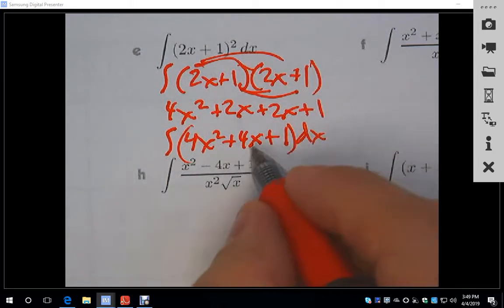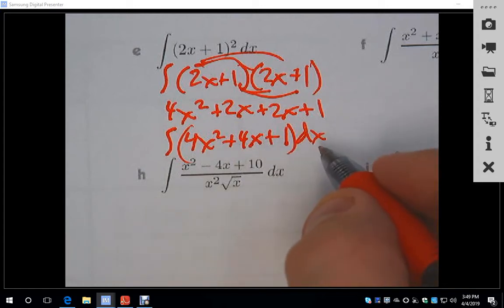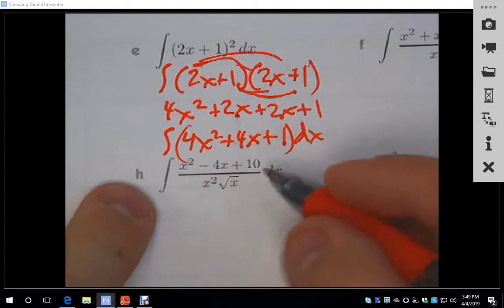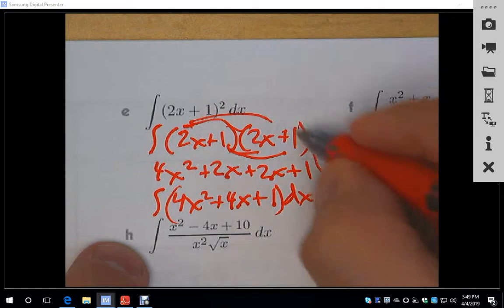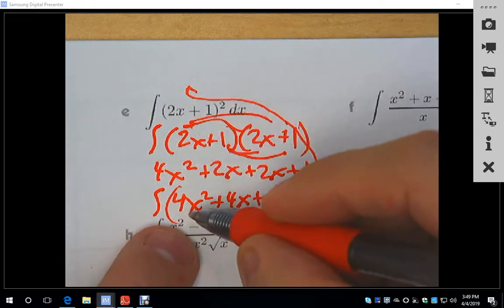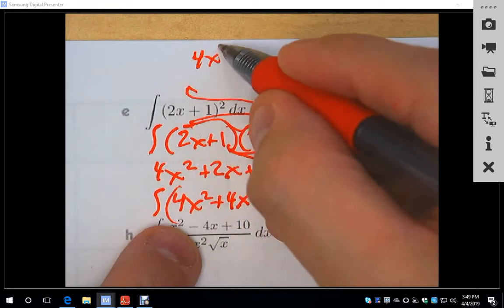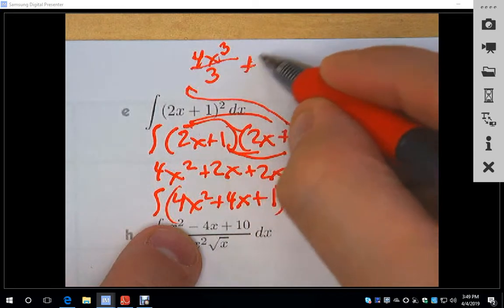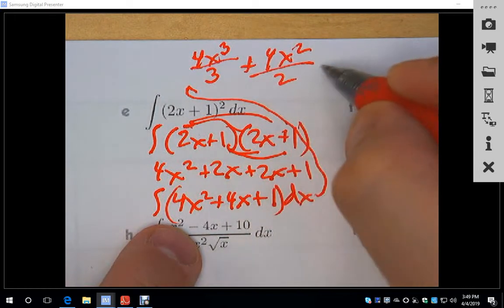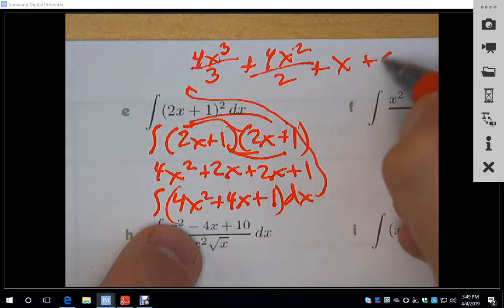And then we're going to integrate with respect to x. I'm running out of room, so I'm going to do this up here. So my integral then is going to be 4x cubed over 3 plus 4x squared over 2 plus x plus c.